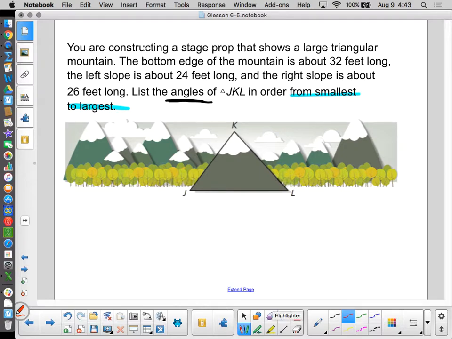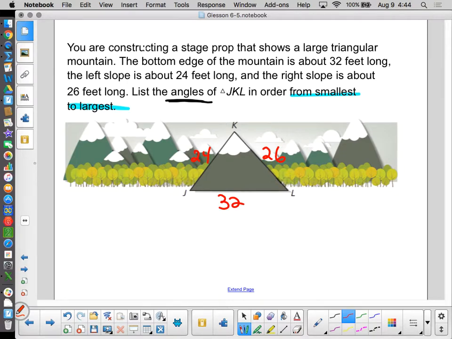We are told the bottom edge of the mountain is 32. The left slope is about 24. The right slope is about 26. So I know all three sides. Given that information, so big long story problem, that's what it boils down to. What is the smallest angle going to have to be? Angle L, angle K, or angle J?